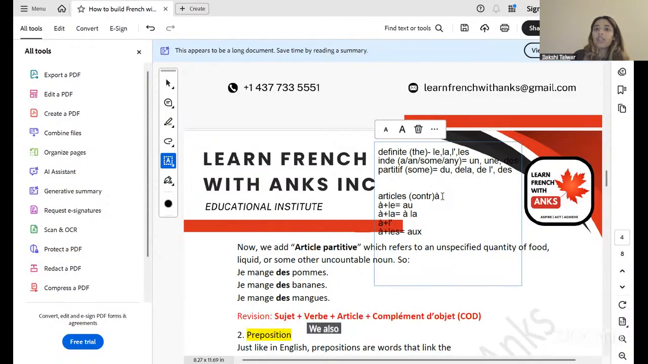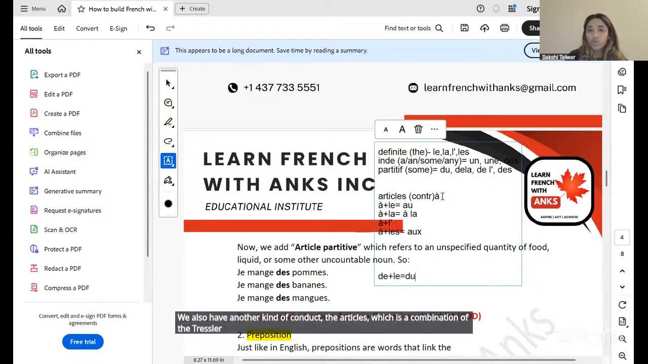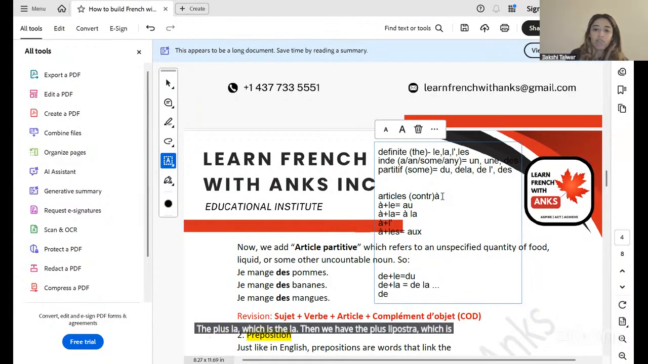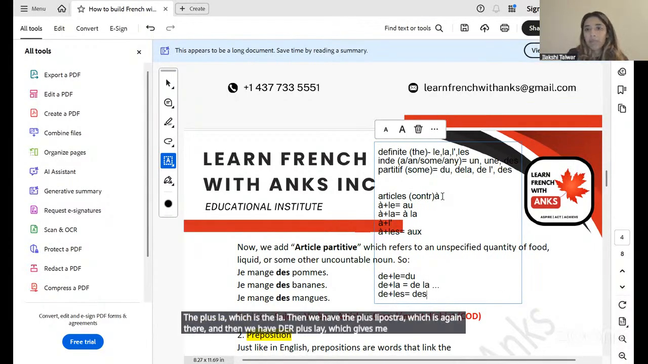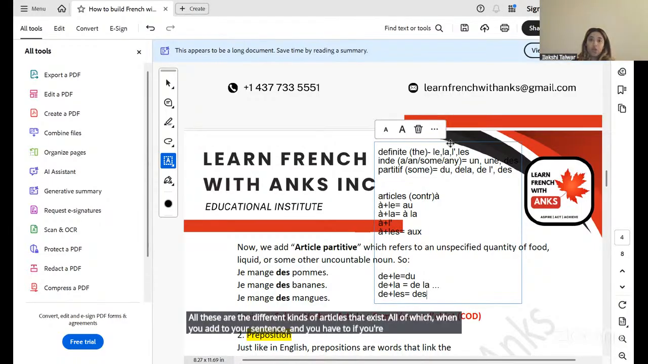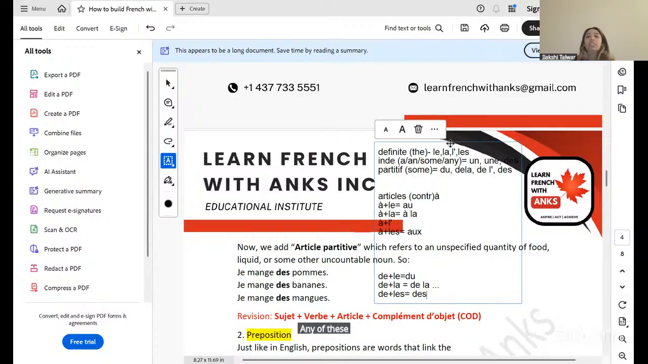We also have another kind of contracted articles, which is the combination of de plus le, which is du, de plus la, which is de la. Then we have de plus l', which is again the same, and then we have de plus les, which gives me des. All these are the different kinds of articles that exist. All of which, when you add to your sentence, and you have to if you're adding an object, of course, any of these would be needed. So if I say, je mange des pommes, I eat some apples. Okay, Neeraj, you have a question?